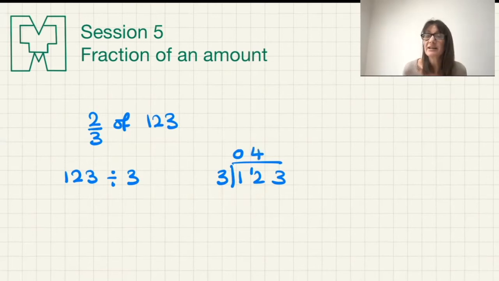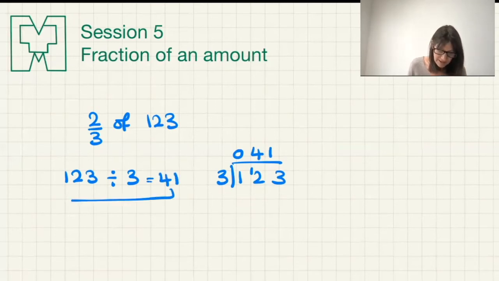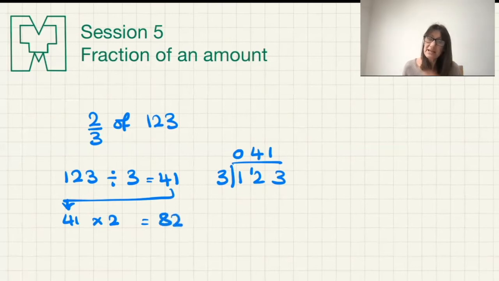So I don't need to carry anything. Then I move to the next number and I say, how many 3s can I get into 3? The answer to that is 1. So 41 is the answer. I then take the 41 and I times it by 2. Timesing by 2 is just doubling. Double 41 gives me 82. If your doubling isn't great, then just put them on top of each other.